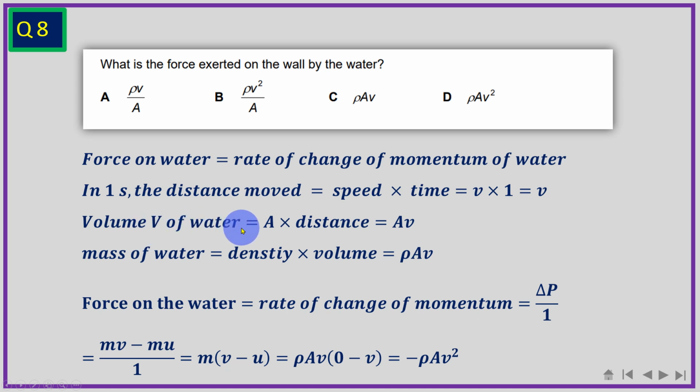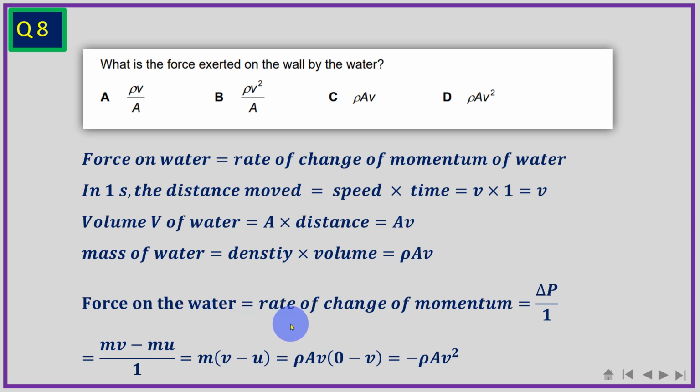The volume of water: this is the volume of a cylinder because the water is in the shape of a cylinder. So we are going to get the cross-section area times the length of the cylinder, which happens to be equal to the distance that is covered by that water in 1 second, which is A times d. And our distance is v. Since our distance is v, the volume is going to be Av. Mass is density times volume. We have just derived that the volume is Av. So you just need to add a rho Av.